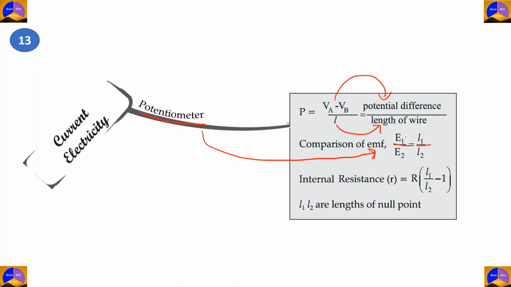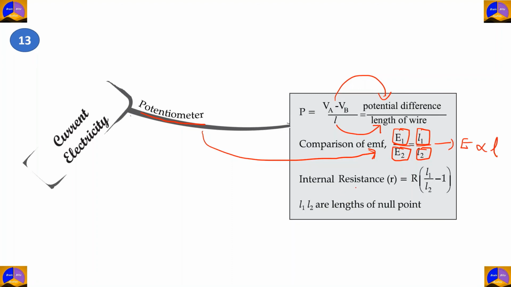Now, E1 would be equal to the EMF of the first cell, and E2 will be equal to the EMF of the second cell. L1 would be the balancing length present when the electric cell of EMF E1 was present, and L2 would refer to the balancing length of the circuit when the electric cell E2 was present. So E1 by E2 would be the same as L1 by L2. This gives us the relation E is proportional to L.